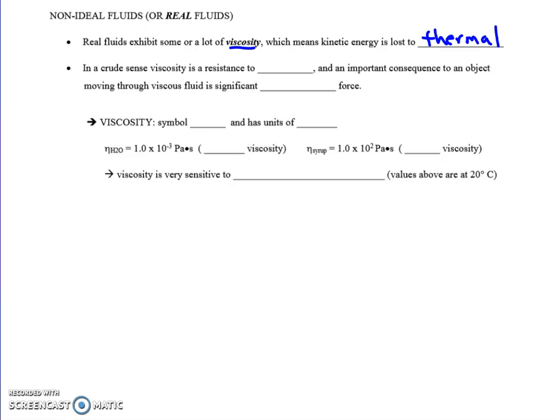Okay, so in a crude sense, viscosity is a resistance to flow. Think of molasses. You pour it, it doesn't want to flow out by itself because the layers are constantly rubbing against each other and losing energy. And an important consequence to an object moving through a viscous fluid is that there's a significant drag force. Okay, so we're going to learn that there's a drag associated with viscosity that's different than another type of drag than just moving through the fluid itself.